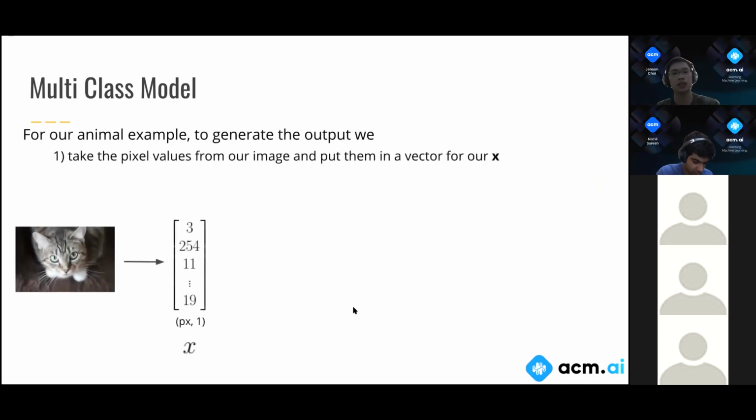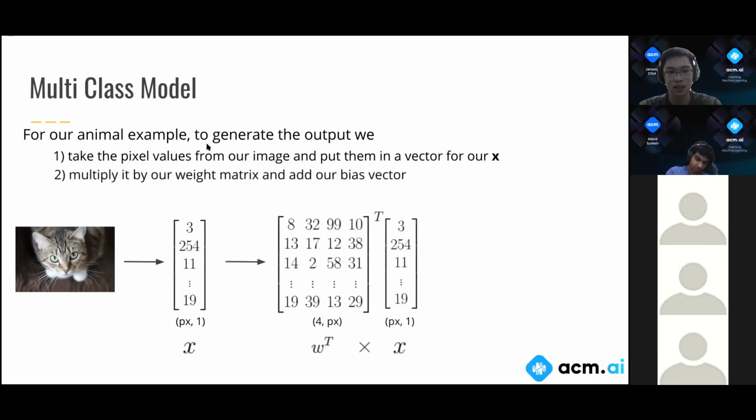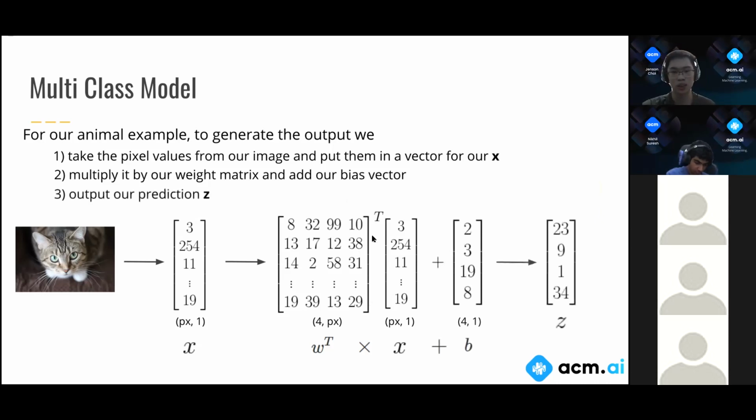All right, so let's go through the example that we had earlier. Let's say we have an image of a cat. First we want to take the pixel values from our image, which is a 2D array, flatten it, and put it into a one-dimensional vector for our X. Then we want to multiply by the transpose of our weight matrix, and add our bias vector. And then we get our prediction.